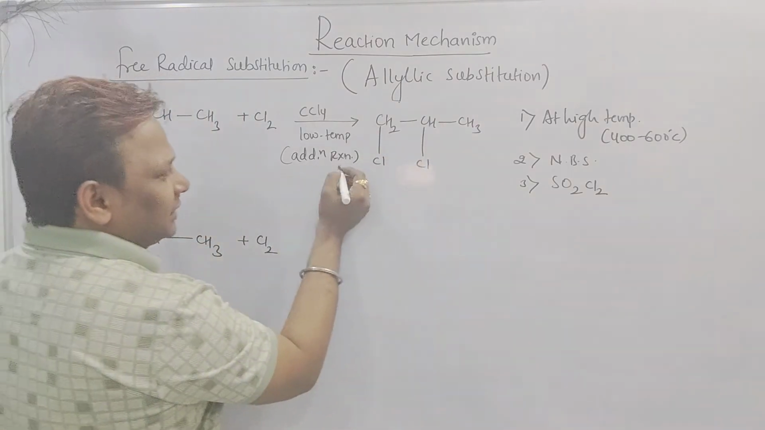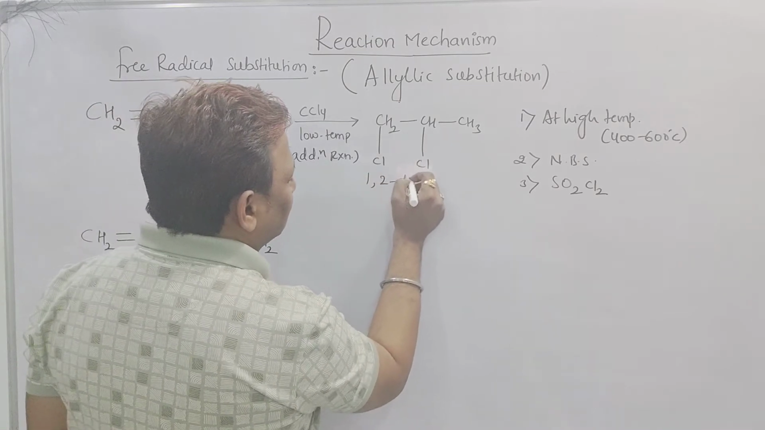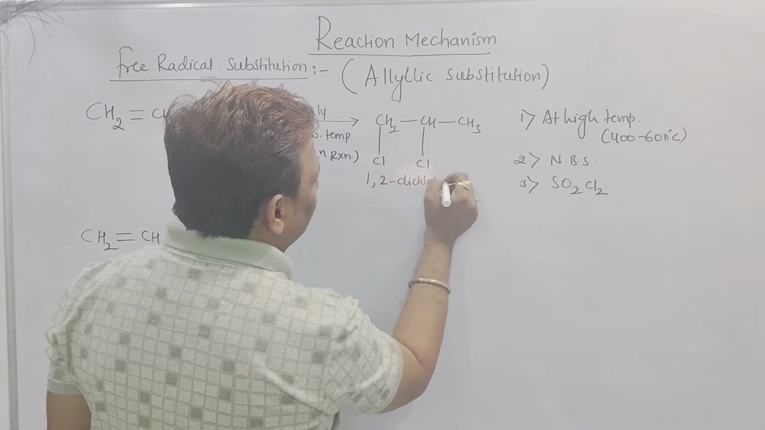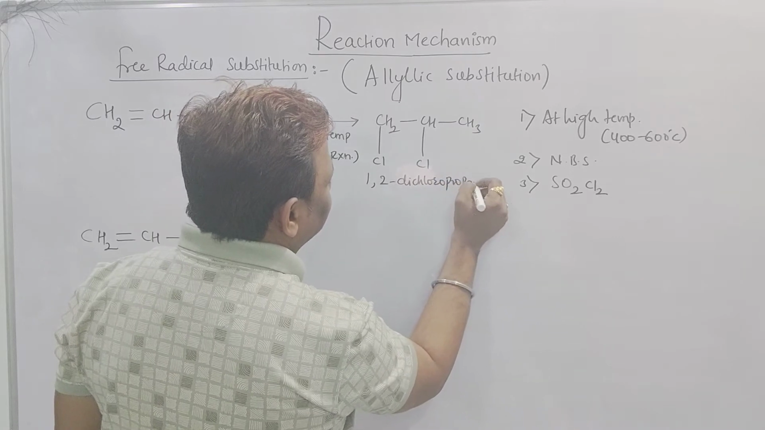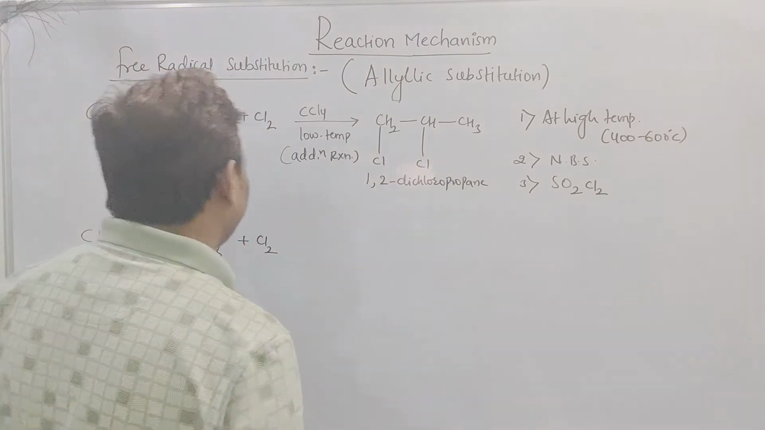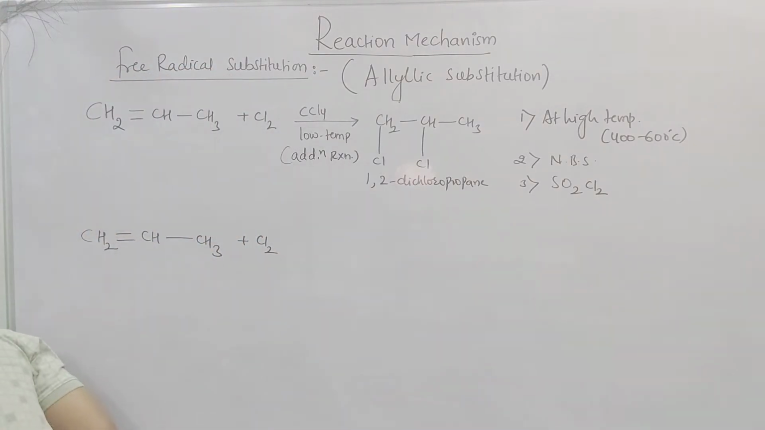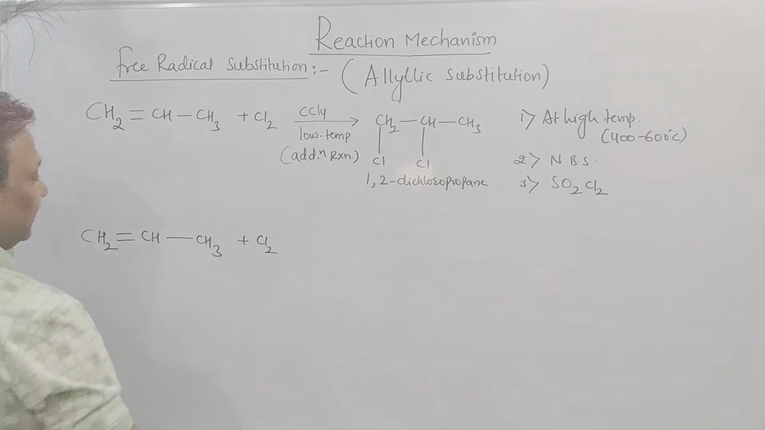This reaction is called an addition reaction, and the product obtained is called 1,2-dichloropropane. Yes sir, 1,2-dichloropropane. Second one, see here, addition of halogen in the unsymmetrical alkene.